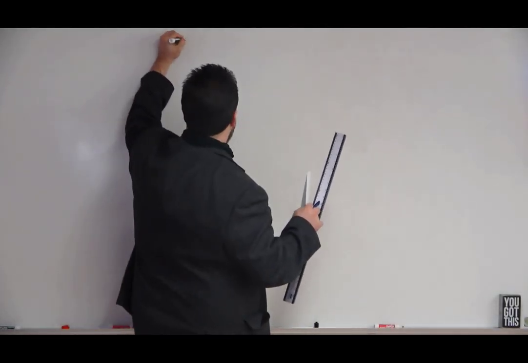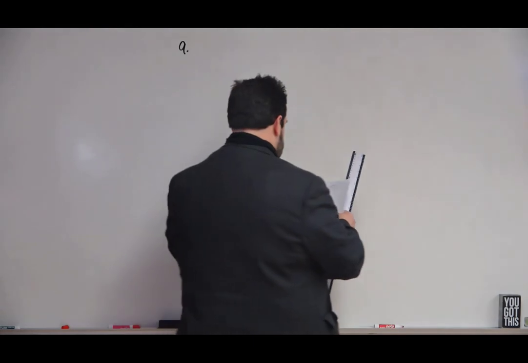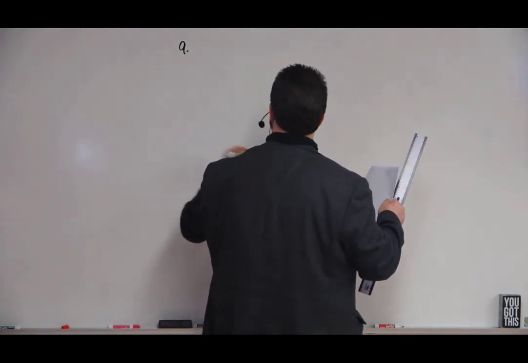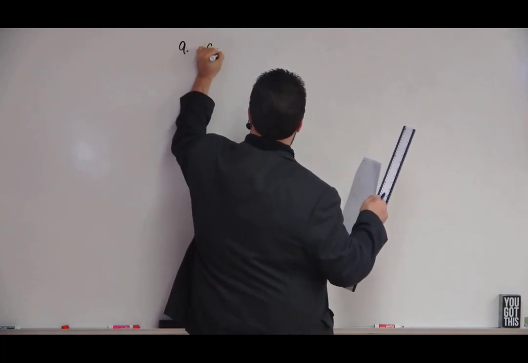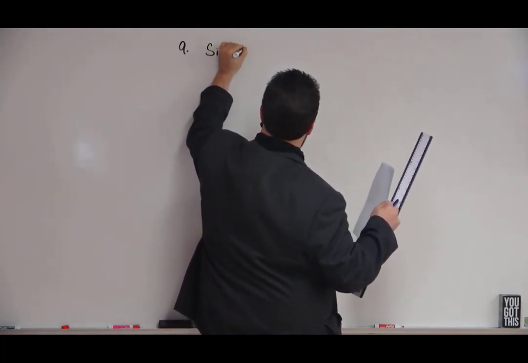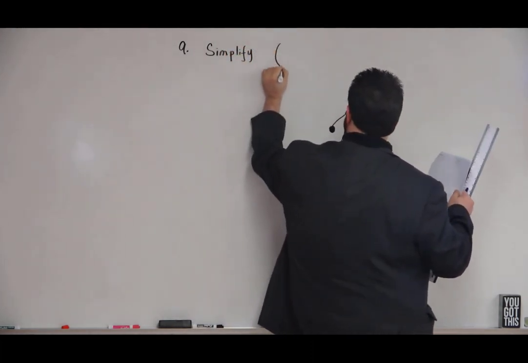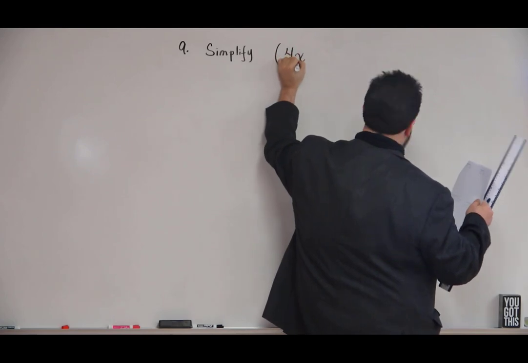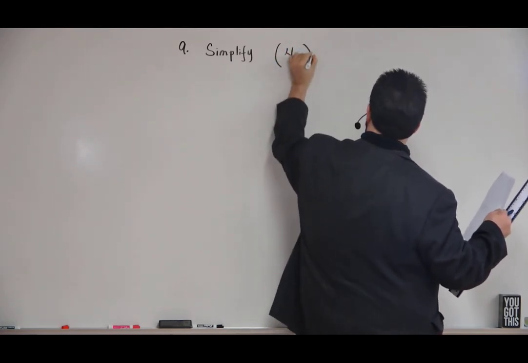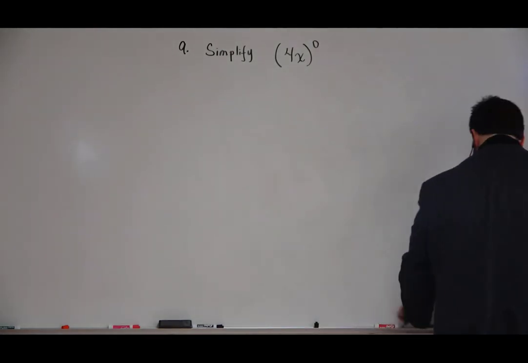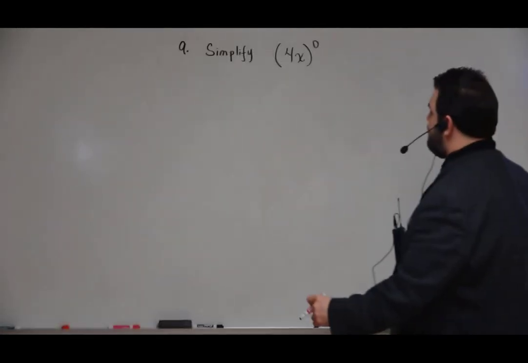Number 9, ladies and gentlemen, number 9, coming in hot. Simplify. Simplify what exactly? Simplify this. We have 4x inside parentheses, the whole thing raised to the power of 0. Okay, well, this really is going to be a simple problem if and only if you remember a couple of key things.